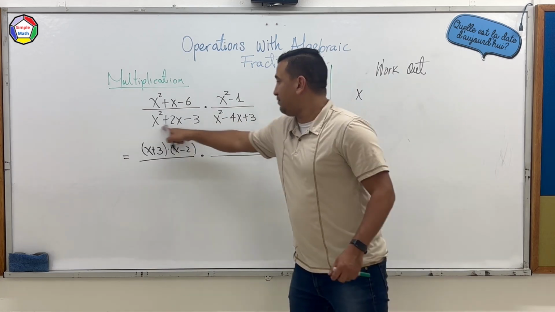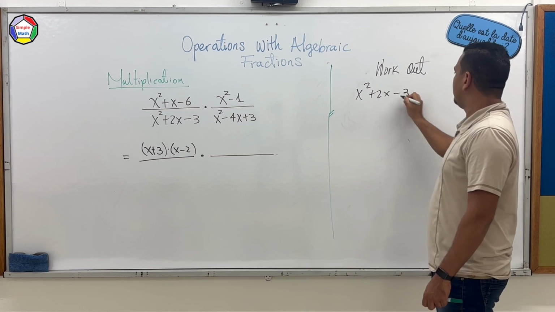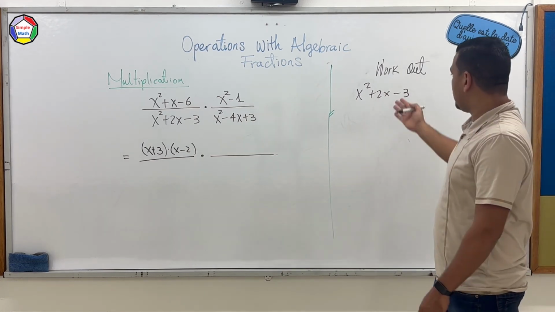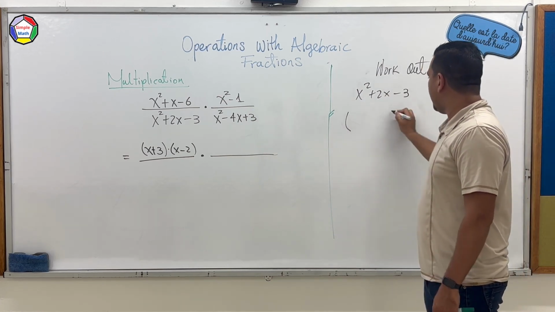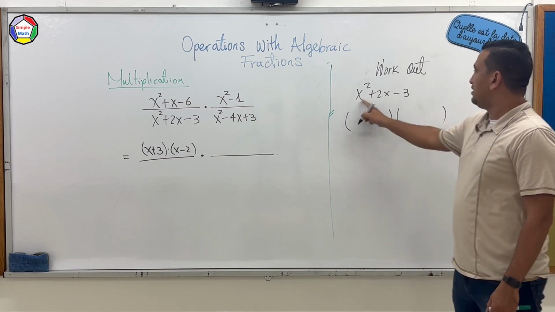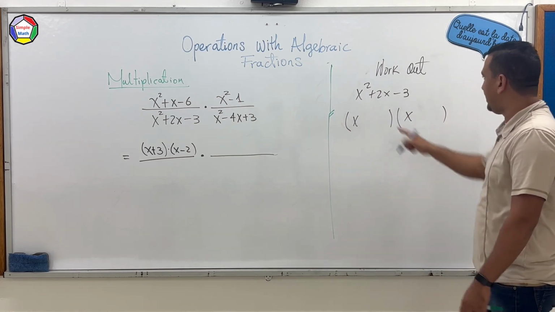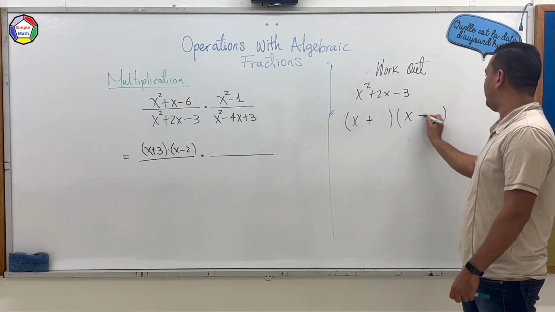I'm going to write the numerator of the first fraction: x² + 2x - 3. It looks like a trinomial. It's not common factor, not common factor by grouping. It's basically the same situation, so I open two parentheses. I write x, which is the square root of x². The first parenthesis is plus, the second parenthesis is negative.